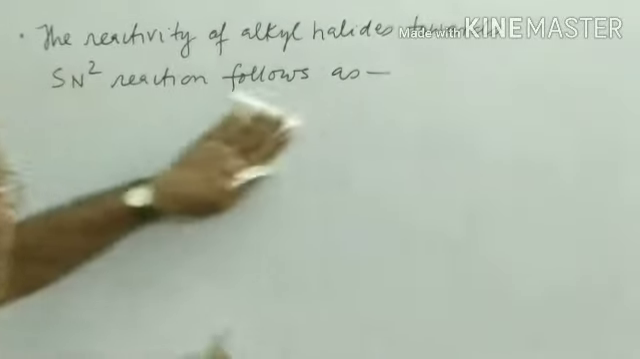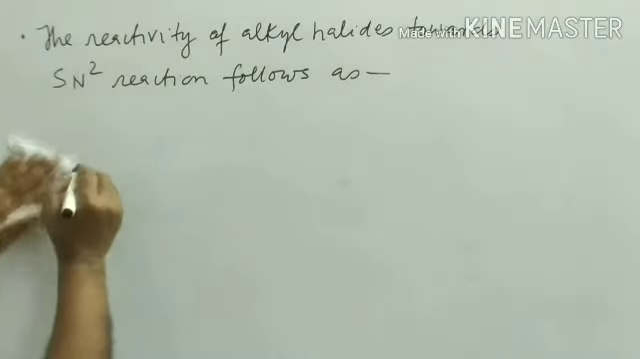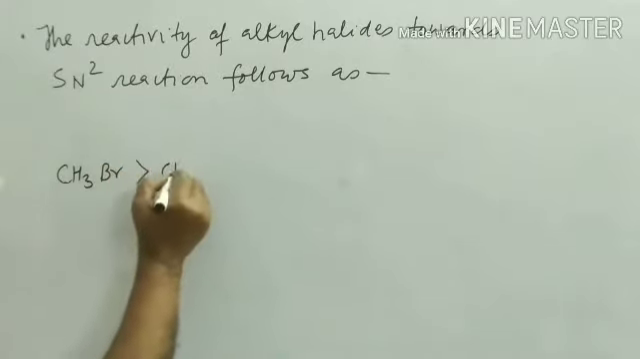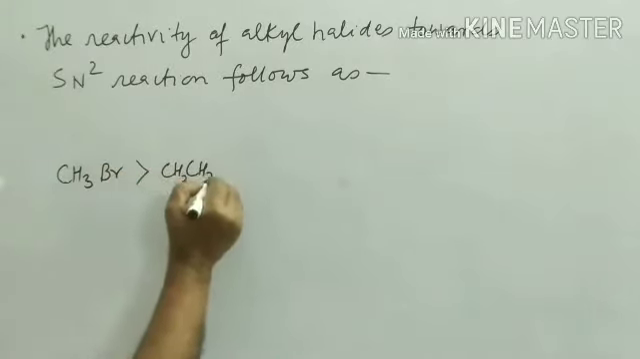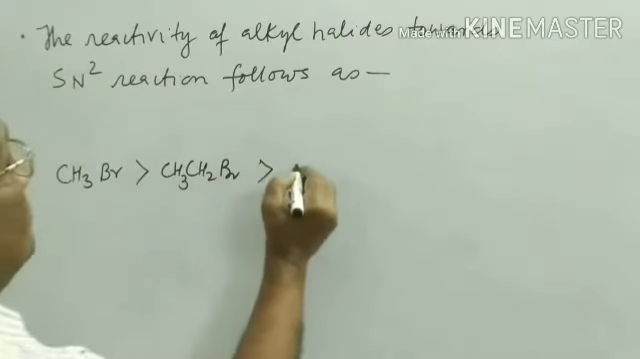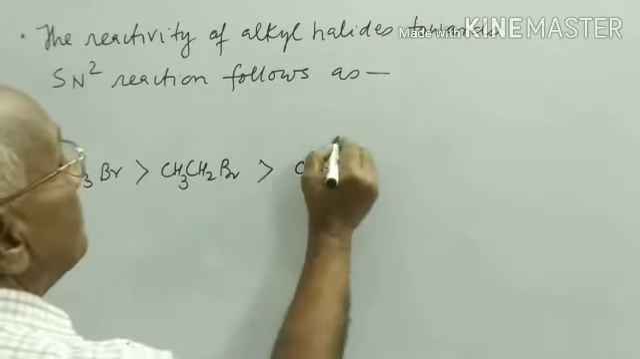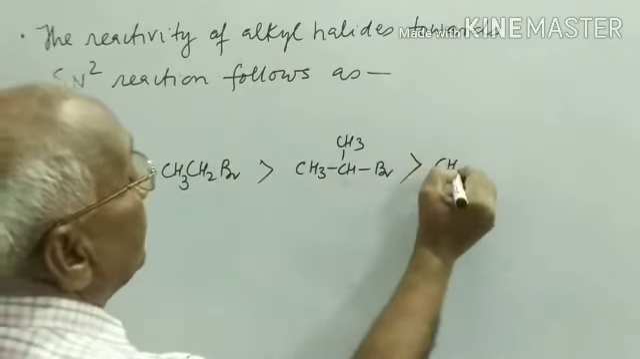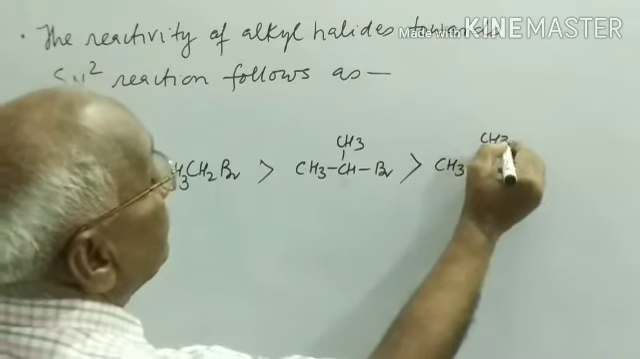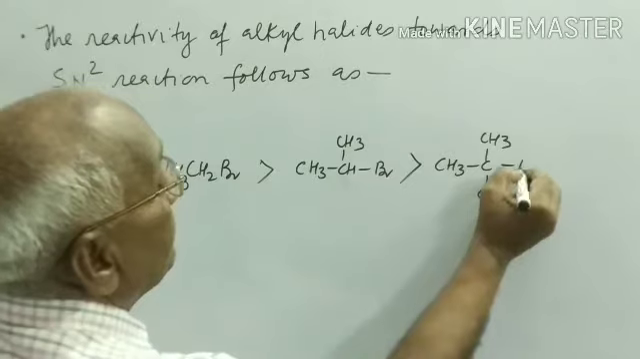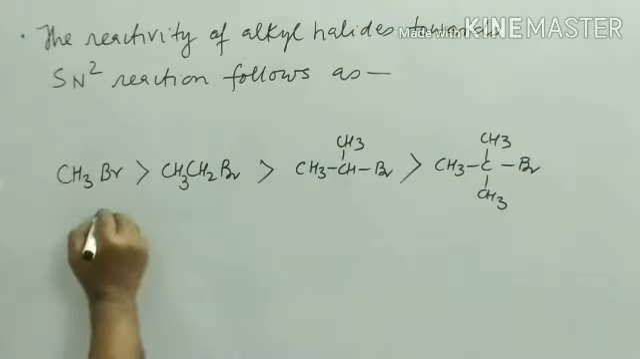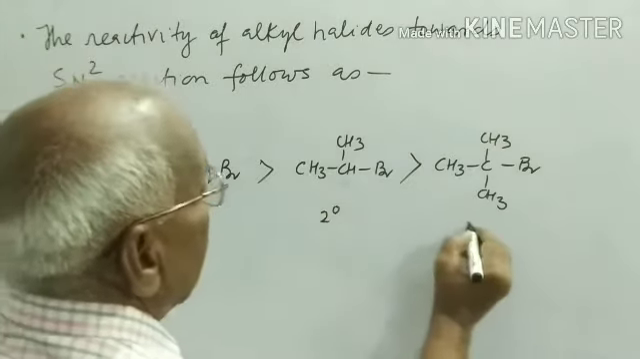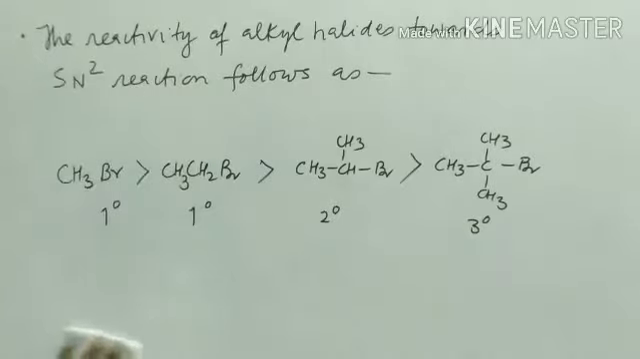So, we write with a particular example. This is CH3Br, more reactive than CH3CH2Br. It is more reactive than isopropyl bromide, and again it is more reactive than tertiary butyl bromide. This is 1 degree alkyl halide. This is again 1 degree alkyl halide. This is 2 degree alkyl halide, and this is 3 degree alkyl halide.